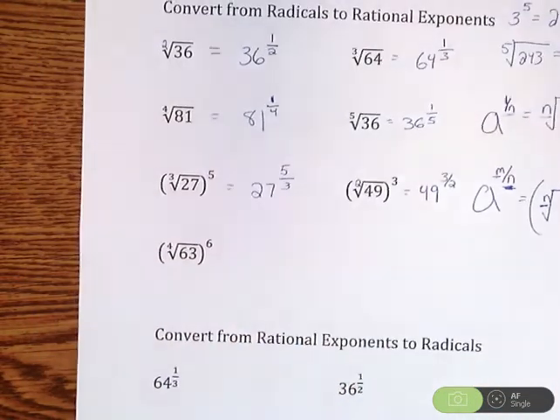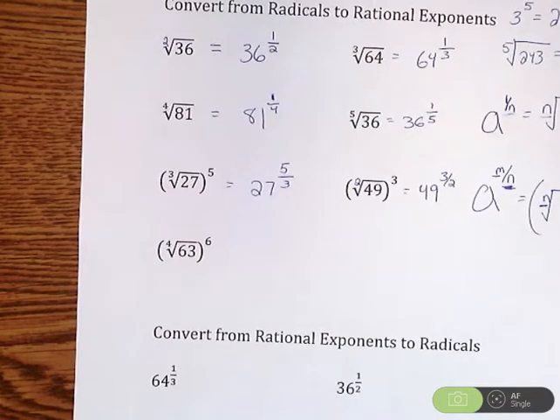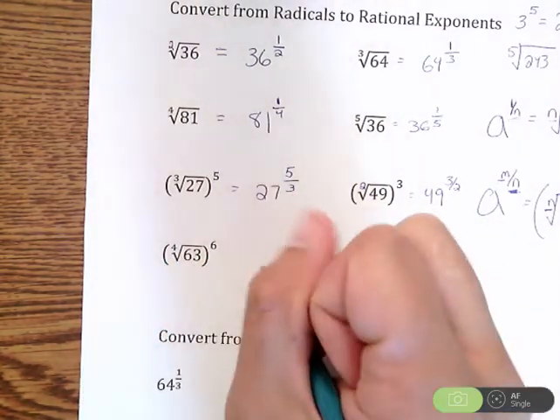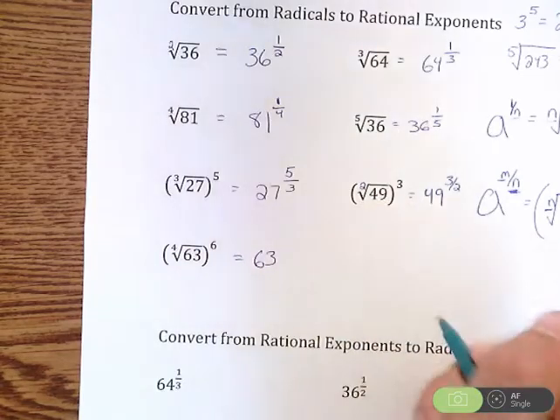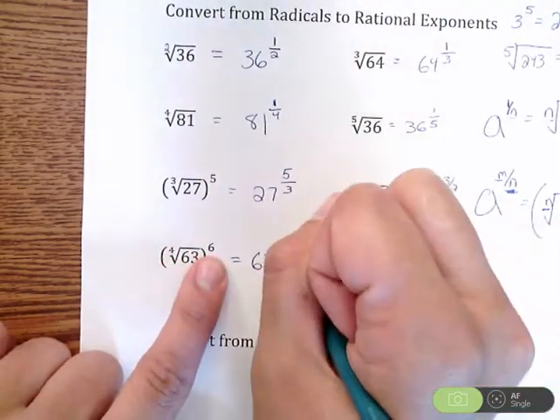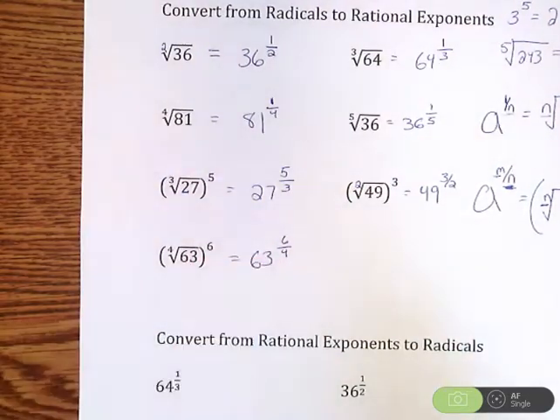And then one more from radicals to rational exponents is we have the 4th root of 63 raised to the 6th power. So my base, 63, since the 4th root, we're going to have a 4 on the denominator, and the 6 is going to go on top. So 63 to the 6/4 power.